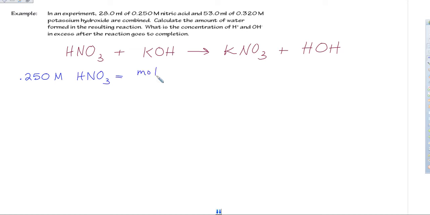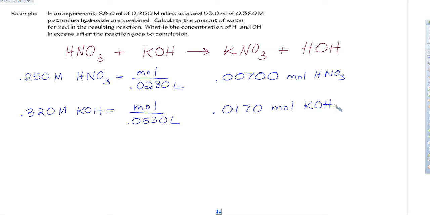Okay, so I like this. Now I got moles. I want to figure out limiting and excess. It's a 1-to-1 ratio, so automatically whichever one has less moles is my limiting reactant. So in this case, it's the acid, it's the nitric acid. So the potassium hydroxide is in excess.